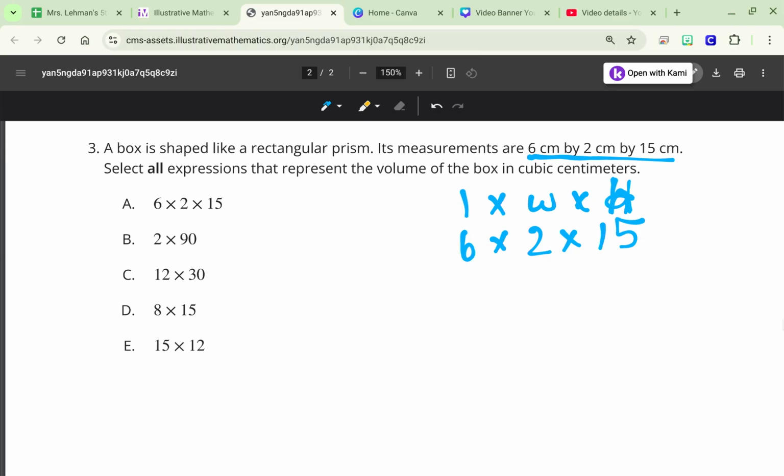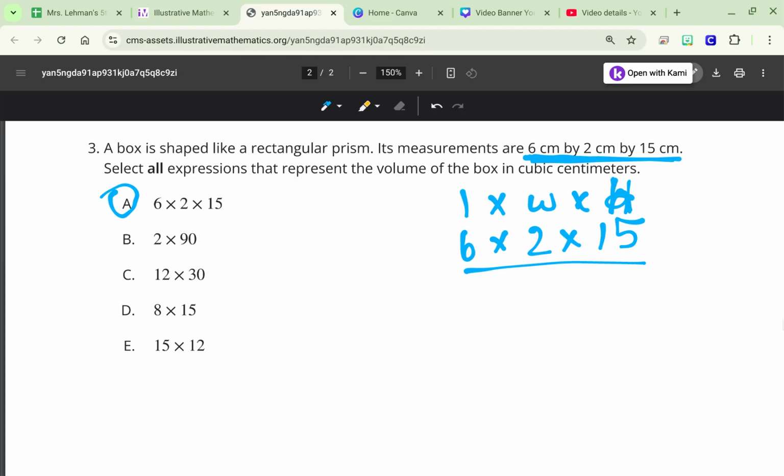The first one is pretty clear to see. It's A. This matches exactly the way that it's represented within the question stem and within what we just talked about. So A, we know, is true. Okay, A is one that we need to circle. Let's find the other 2 that do also represent 6 times 2 times 15 in one way or another.